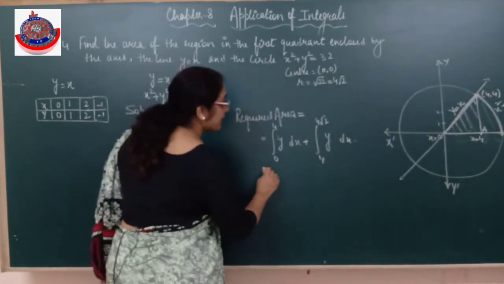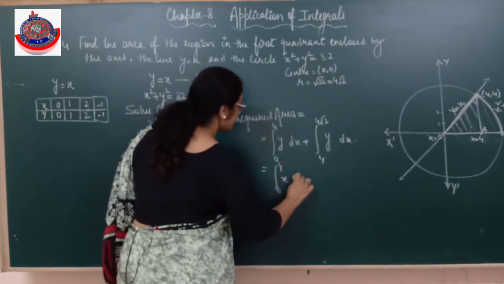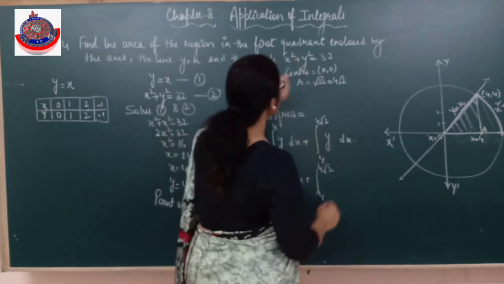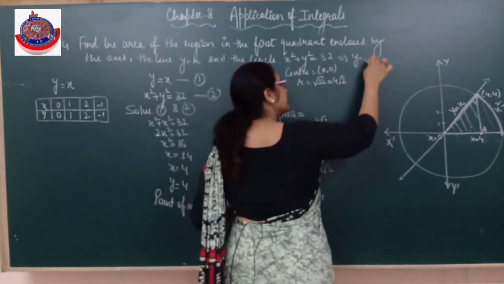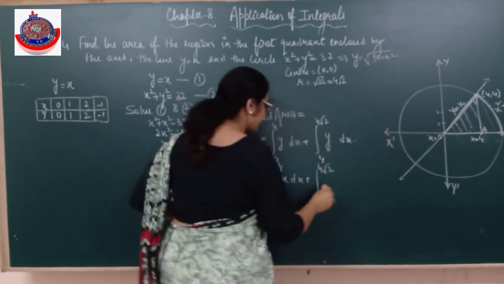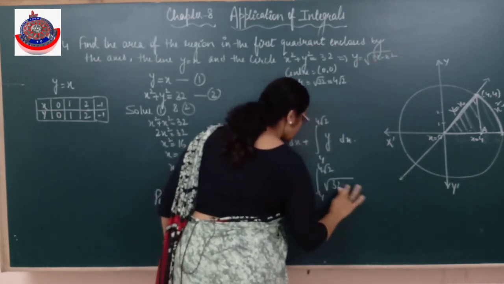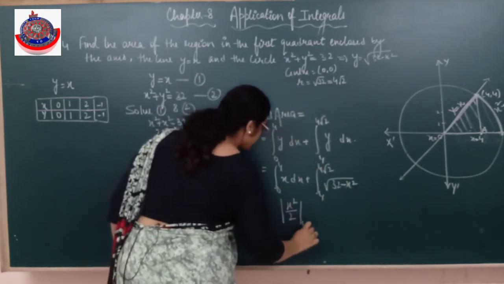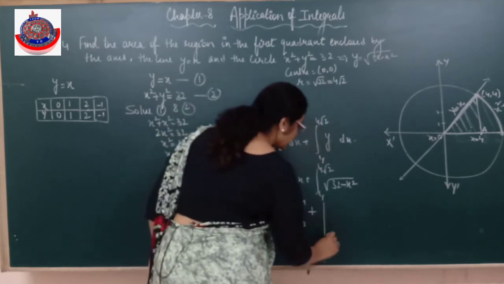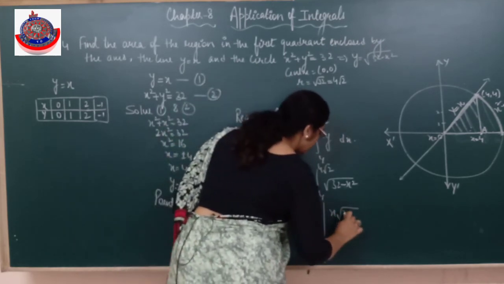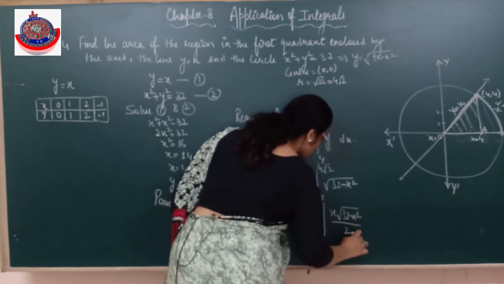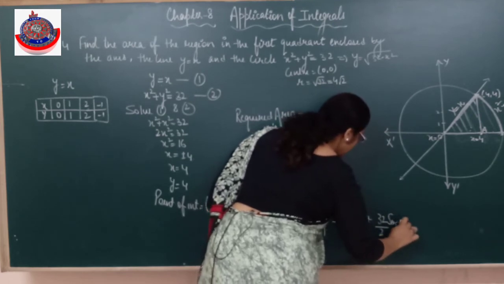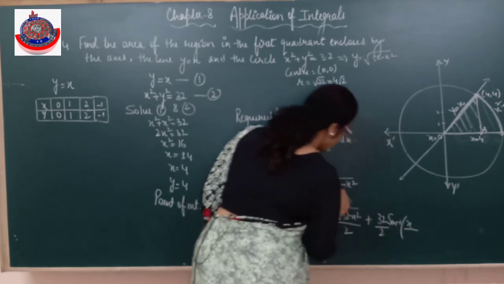Alright, so now put the value of y from the first line first of all, that is x only. And from here I need the value of y from this curve. y will be the square root of 32 minus x squared. I told you this kind of formula will come. Now solve it. Increase the power by 1 divided by the increased power. Now what is the formula? x times the square root of a squared minus x squared, divided by 2, plus a squared by 2 sine inverse x by a.